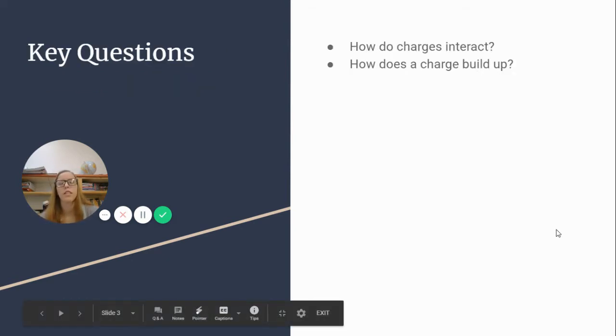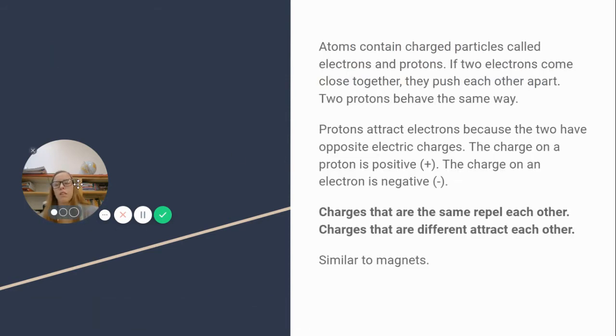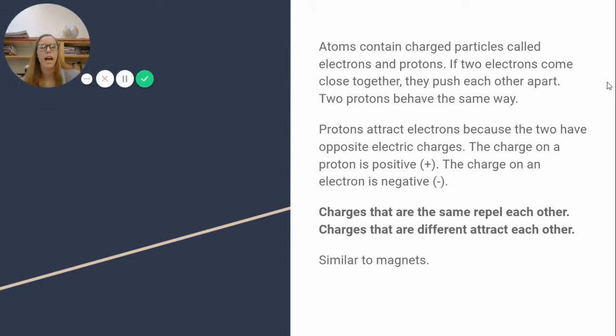So, 2 key questions today. First, how do charges interact? Second, how does a charge build up? We have atoms. They contain charged particles called electrons and protons. If 2 electrons come close together, they push each other apart. 2 protons behave the same way. Protons attract electrons because the 2 have opposite electric charges.